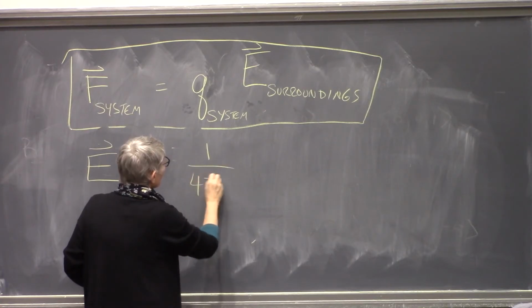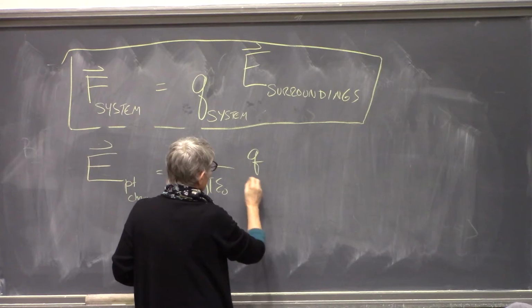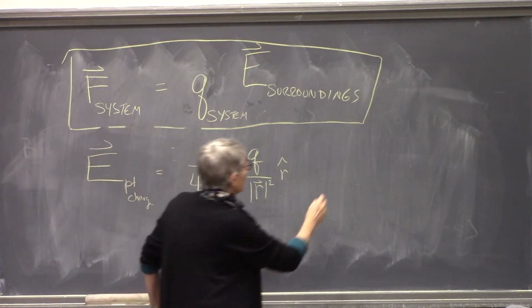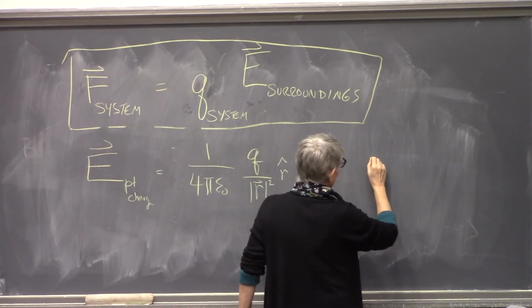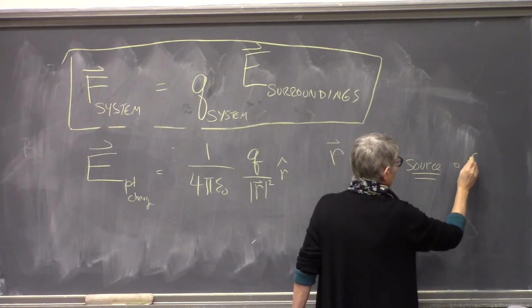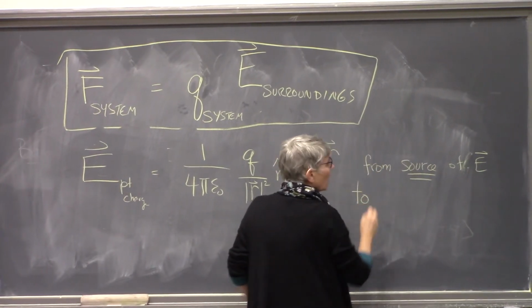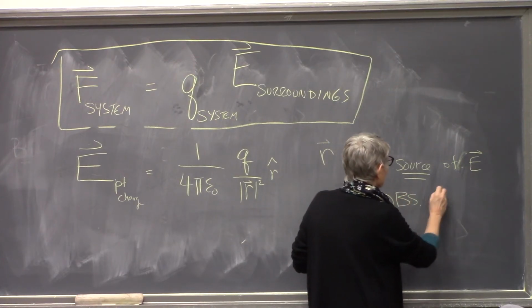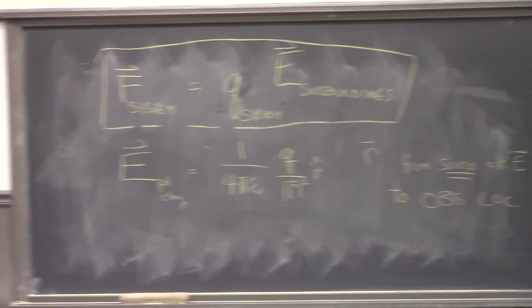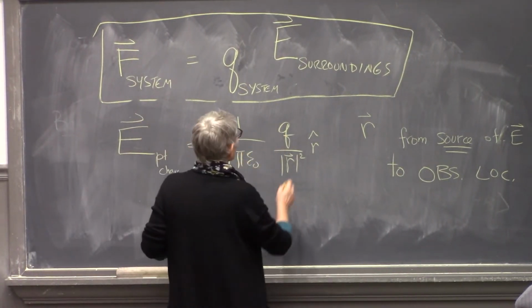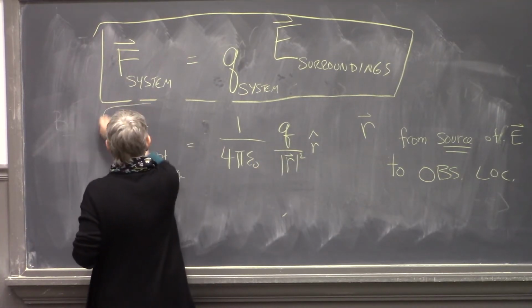is going to be 1 over 4 pi epsilon 0 q over the magnitude of r squared r hat, where the vector r now goes from this thing that's the source of the field to the observation location, to the location where we want to know the field because we think a charge might come along and be affected by the field there. So this is really the same calculation we've been doing. We're just not including the thing that's being affected. So this is the charge of the source, the charge of the point charge that's making the field.